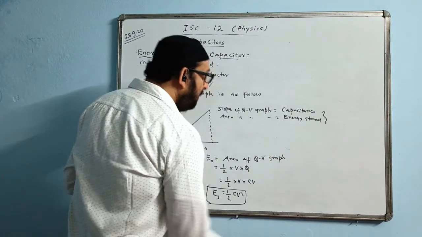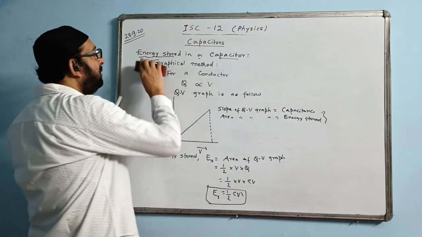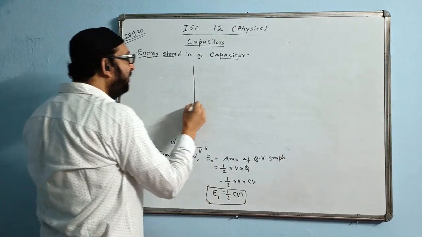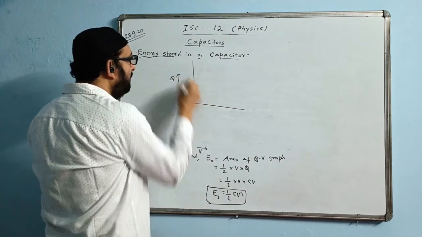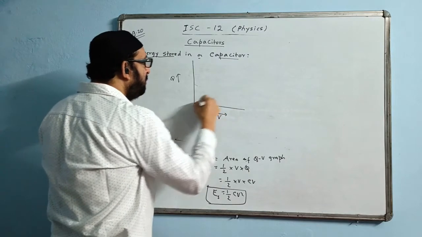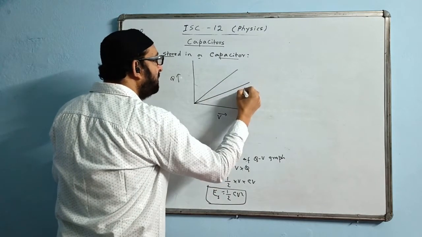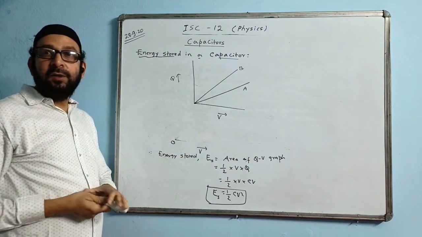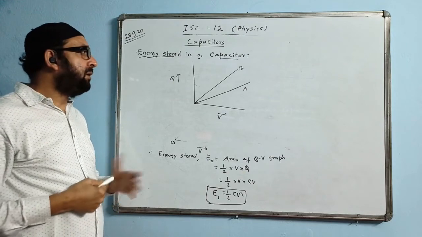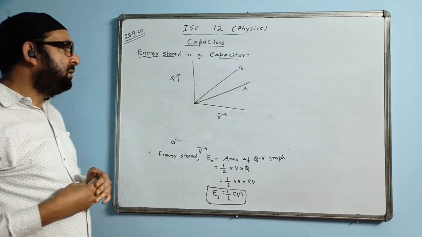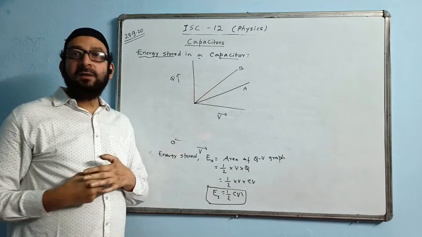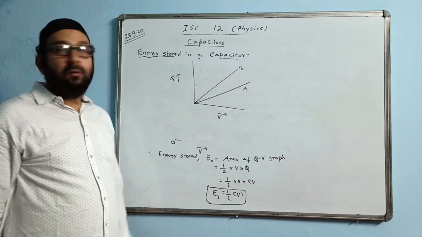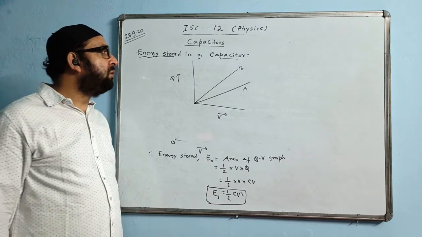Now, you may get a question of 1 mark. It may come like this. They may show you a graph like this. Here Q is written and here V is written, and they are showing two lines here, A and B. The question they are asking is, which of the line A or B represents the series combination of capacitors? Which of them, A or B? So how do we work this out?